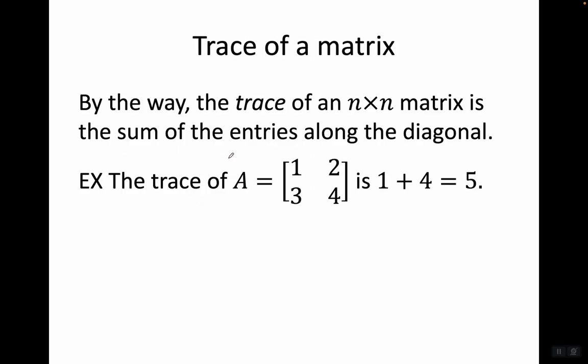Tangential comment, the trace of a matrix comes up in this section. By the way, the trace of an n by n matrix is the sum of the entries along the diagonal. So for example, the trace of A is going to be 1 plus 4, in other words 5.